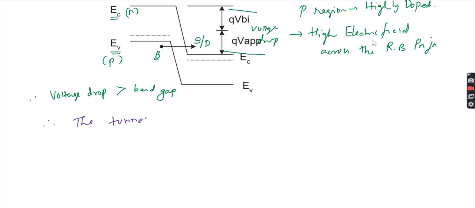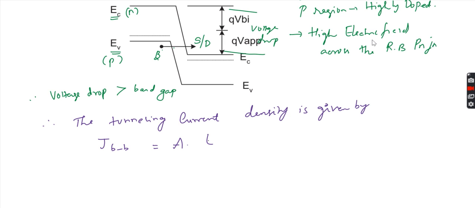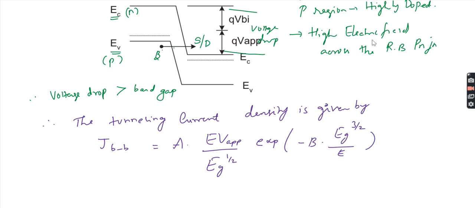The tunneling current density is given by J_BBT. The expression is A into E to the power 1 by 2, where E is the electric field, then e to the power minus B into E_G to the power 3 by 2 divided by E. This expression is actually very difficult, so I will write it straight away and take this expression for the tunneling current.